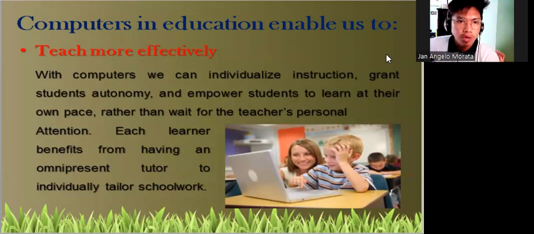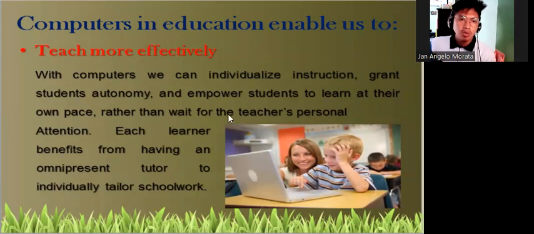Computers in education enable us to, number one, teach more effectively. With computers, we can individualize instruction, grant students the autonomy, and empower students to learn at their own pace rather than wait for the teacher's personal attention. For example, I just uploaded my video lesson sa aming group chat, even sa ginagamit na learning platform such as Google Classroom. That way, I can be always present to my students.